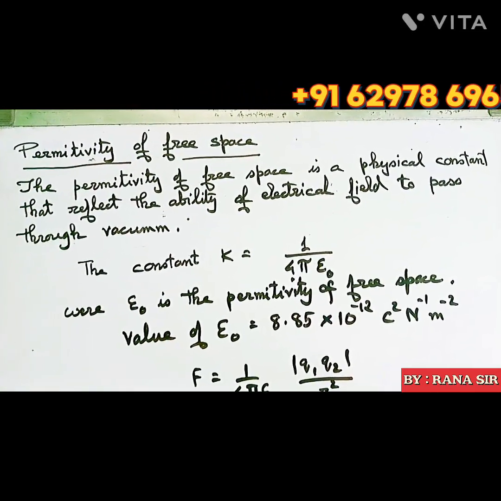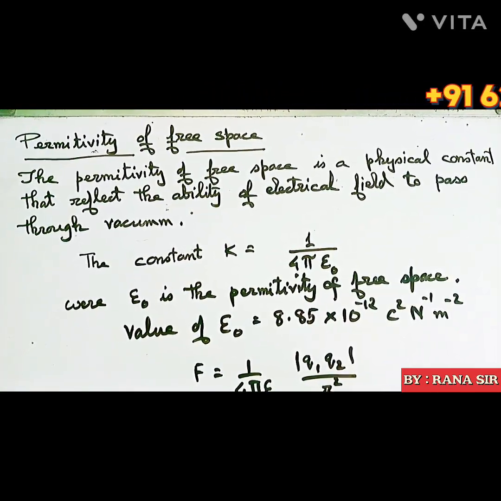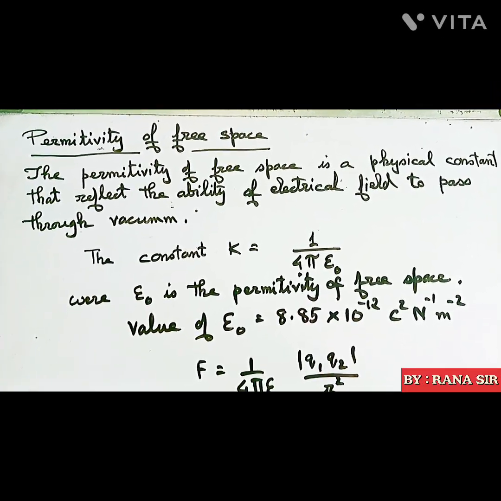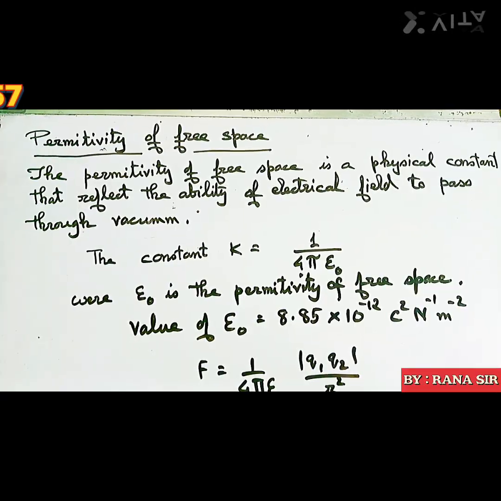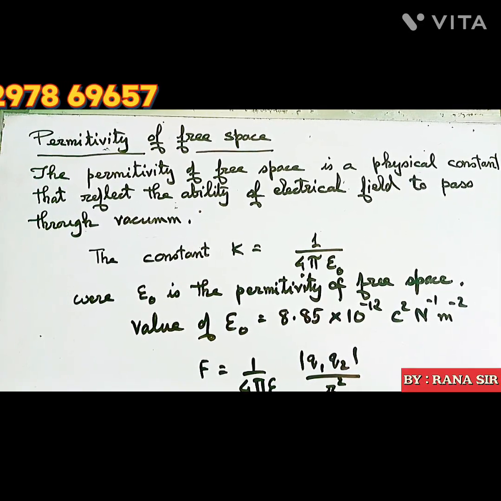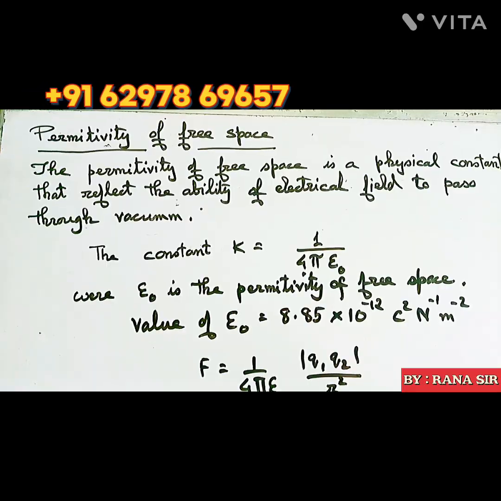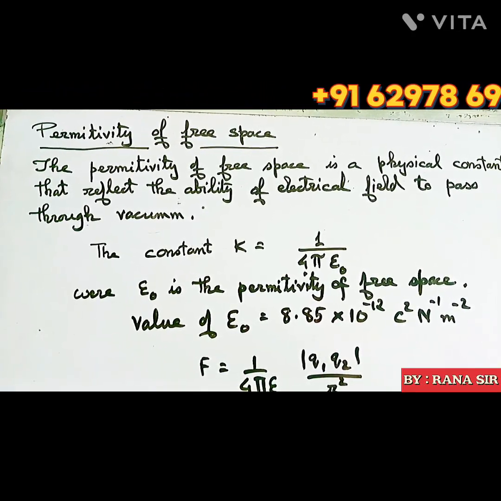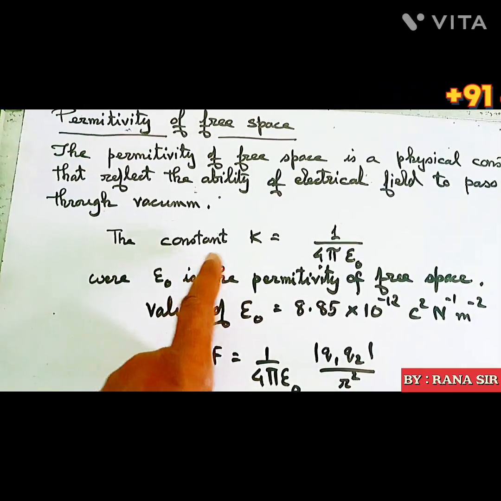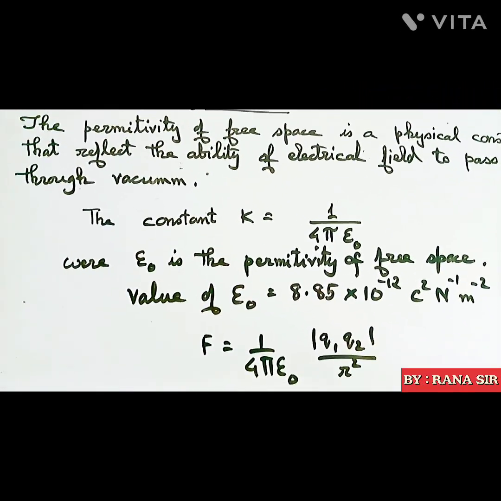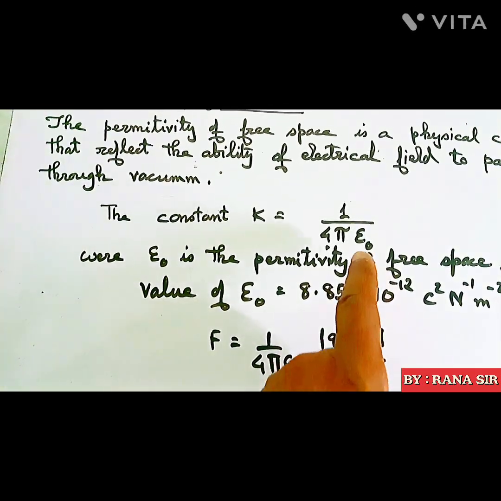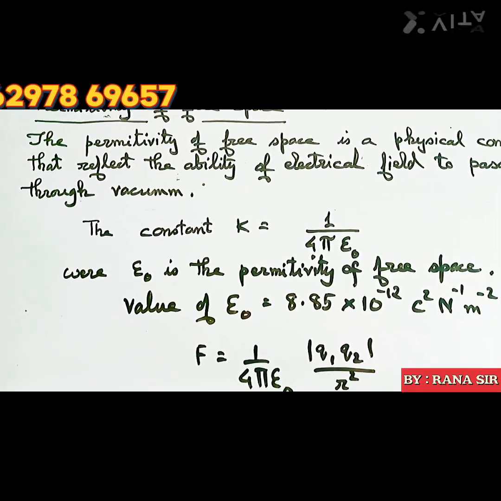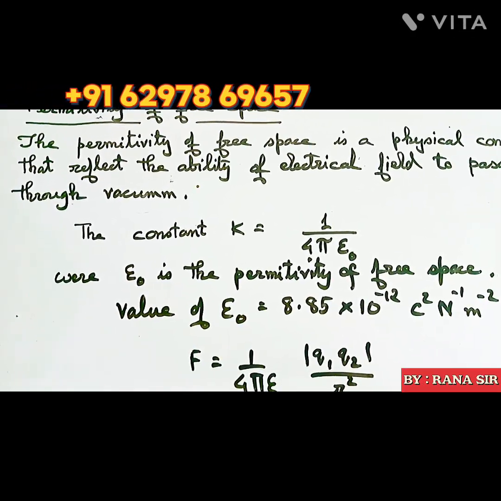So next topic of discussion is permittivity of free space. What does this mean? Permittivity of free space is a physical constant that reflects the ability of the electrical field to pass through vacuum. So it's the ability for the electrical field to pass through vacuum. So the constant K is 1 by 4 pi epsilon naught, where epsilon naught is the permittivity of free space.